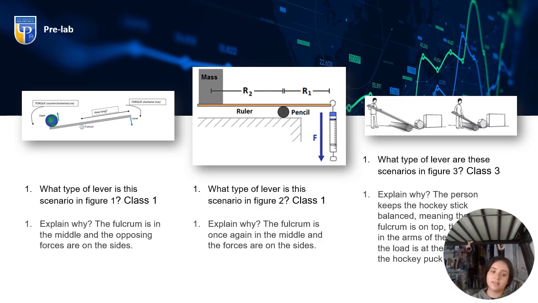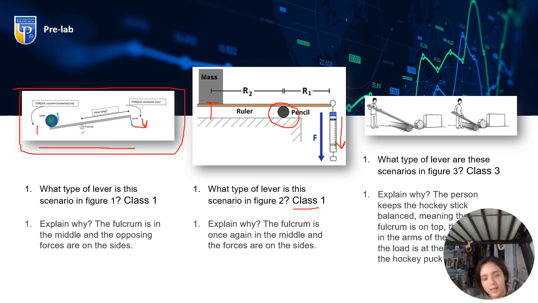Now the students must identify the types of levers in each scenario. So, in this first scenario, we see that the fulcrum is right here. We see that the load is right here, and we see that the force is right here. When the load and the force are on opposite sides of each other and the fulcrum is in the middle, this is a class 1 lever. Moving on, we can see that the fulcrum is once again in the middle, and the load is here, and the force is here. This means that this one is also a class 1 lever.